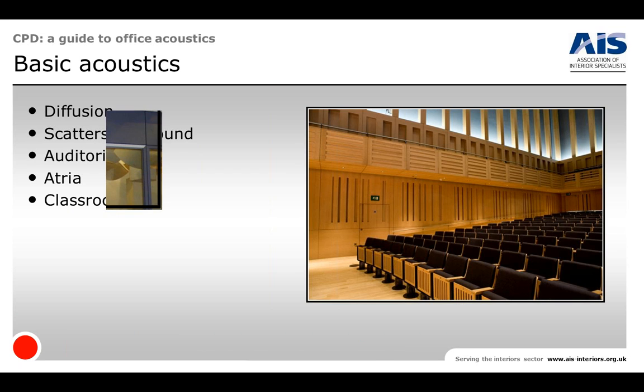The third method of control is diffusion. And diffusion is about scattering the sound. And that's used in auditoria, in atria, in classrooms. And it's really a series of quite hard surfaces, but at different angles. So back to the sound acting like light. You want it to bounce around. You want it to fill a space, exactly as you would expect to do in some sort of an auditoria or place like that.